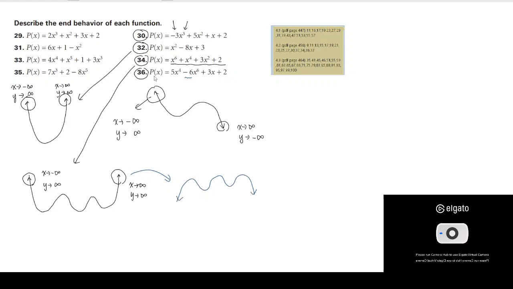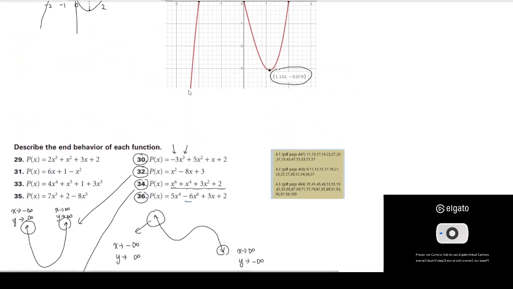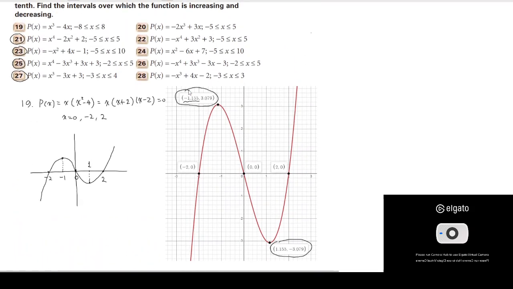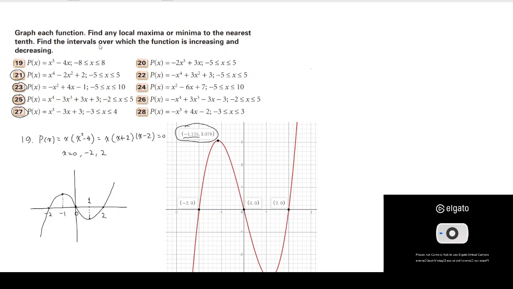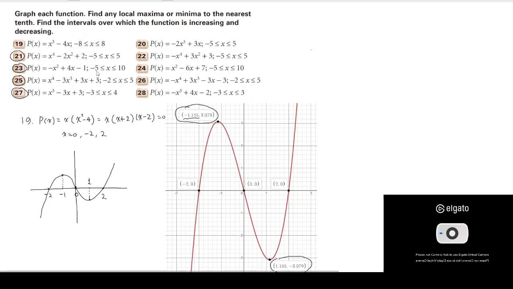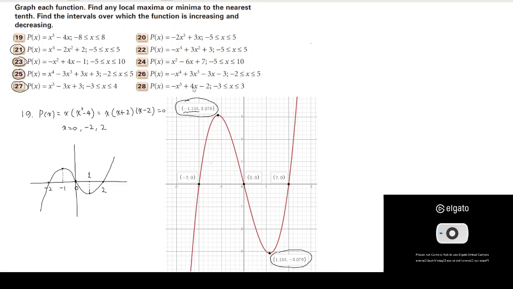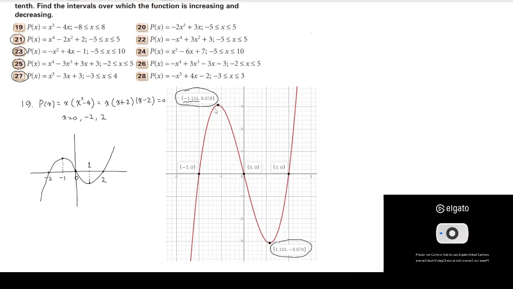So be careful, okay? By the way, I think I forgot something about this function that we did in the previous block, because it says find the intervals over which the function is increasing and decreasing. So for this function, the increasing portion is here. The function is increasing here, and it also increases here.